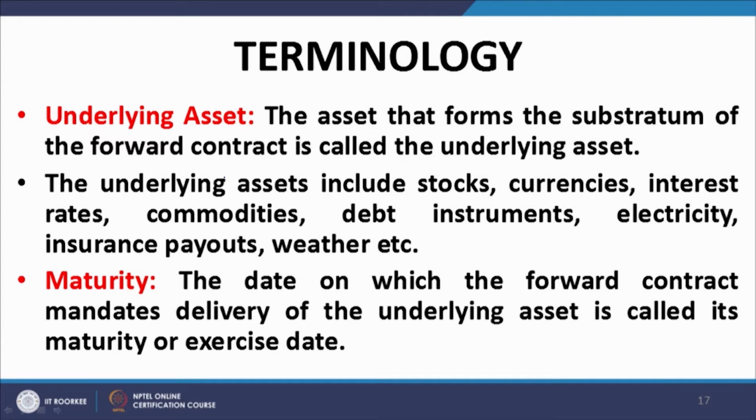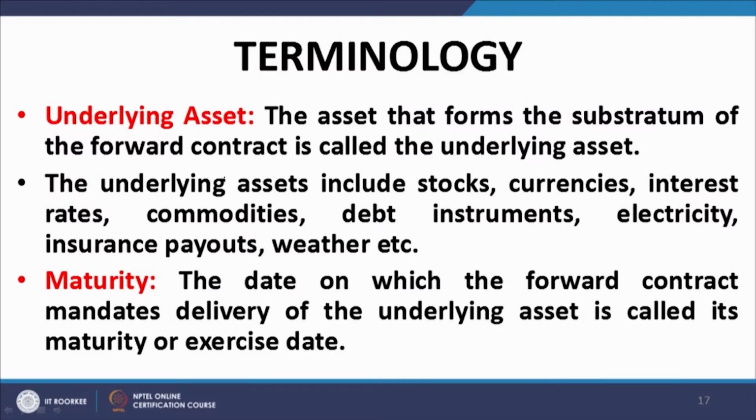Underlying asset: the asset which forms the substratum of the forward contract is called the underlying asset. In other words, the asset that will be sold or bought under the forward contract is called the underlying asset. The underlying assets include stocks, currencies, and interest rates.